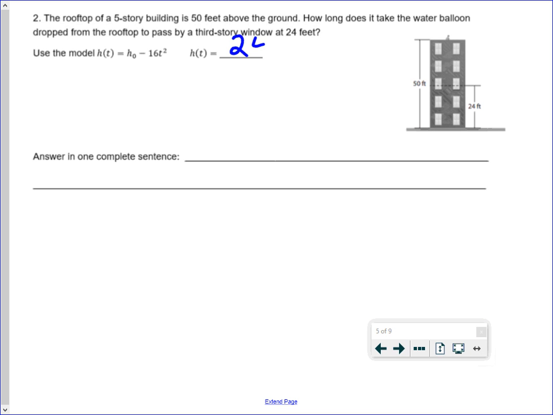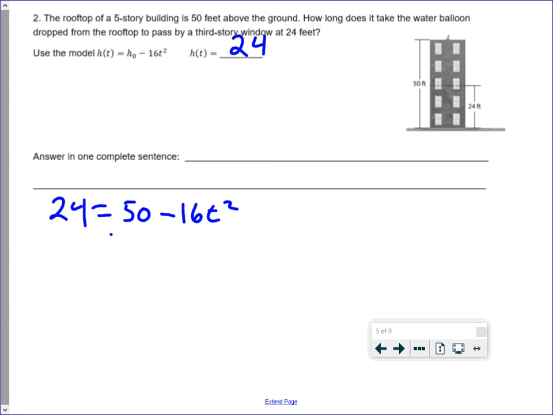Remember, we're talking in terms of how high it is at a certain time. It's 24 feet high off the ground, so h of t equals 24. So we're going to plug in everything that we know. I'm going to do my problem at the bottom, give myself a little more room. So h of t is 24, like we said. That equals h sub 0. H sub 0 is the initial height of something. The initial height of the water balloon is 50 feet above the ground because this is the top of the 50-foot building. So it's 50 minus 16t squared.